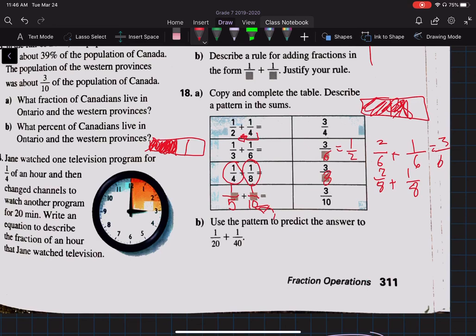Use the pattern to predict the answer to 1/20 plus 1/40. If we look at that, we already know that it's going to be 3/40, just following the same pattern. 40 becomes my whole, and I know this is the 2 pieces out of that 40, because it's 1 piece out of the 20. So if I have two 20s, 40 is 20 plus 20. So if I have 2 pieces of 20, I'm going to get 2 pieces at the top. So that makes it 3 out of the 40.